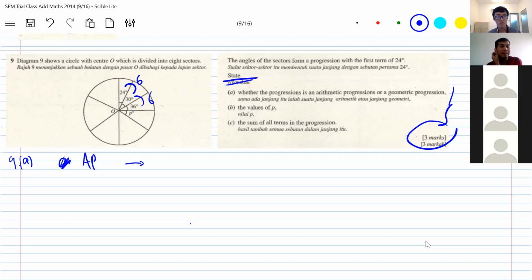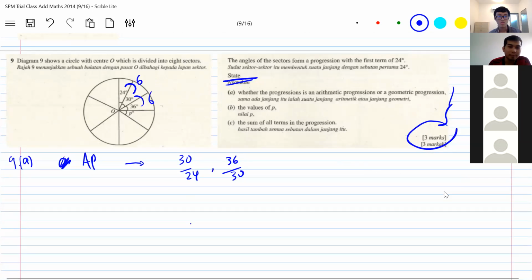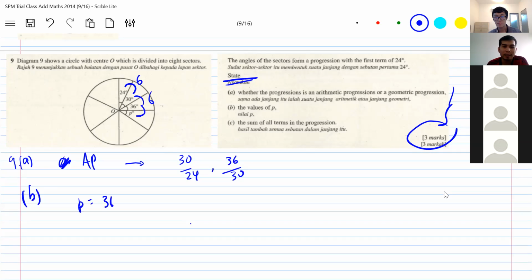Only if AP does not fit the criteria, say if this is 6 and then the other is 10, then you might want to check for GP. So you can check 30 over 24, and 36 over 30, and so on. If the ratio is the same, then it is a geometric progression. That's as simple as that. Then we go on to B. Find the value of P. You already know that each term just adds 6. 24 plus 6 equals 30, 30 plus 6 is 36. So P would just be 36 plus 6, which gives you 42.